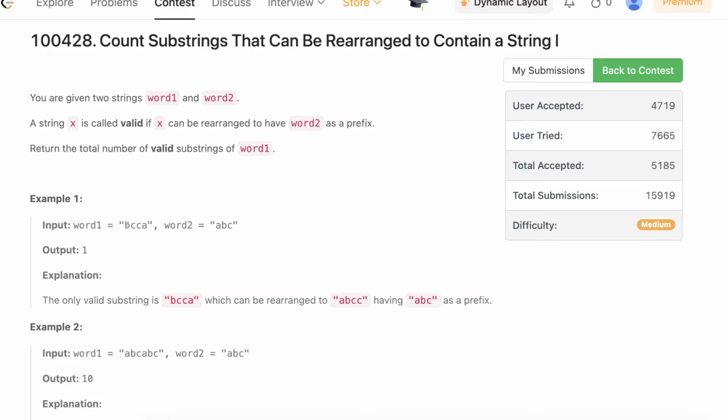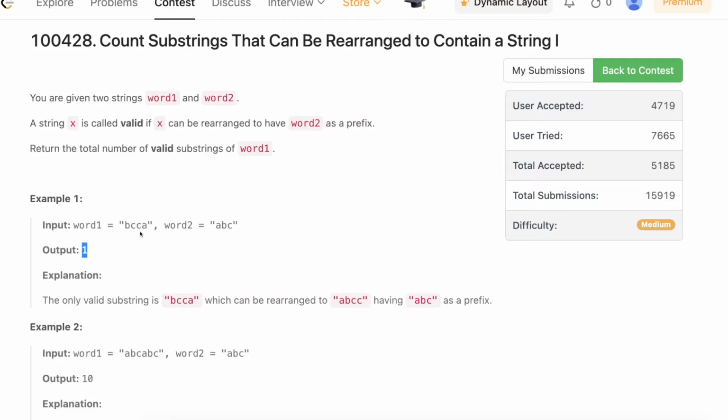Finally, BCCA, this is a valid one. Why? Because you can rearrange it to form the string ABCC which has ABC as the prefix. So overall, you found just one valid substring and hence the answer here is 1. So hope the problem statement is clear.